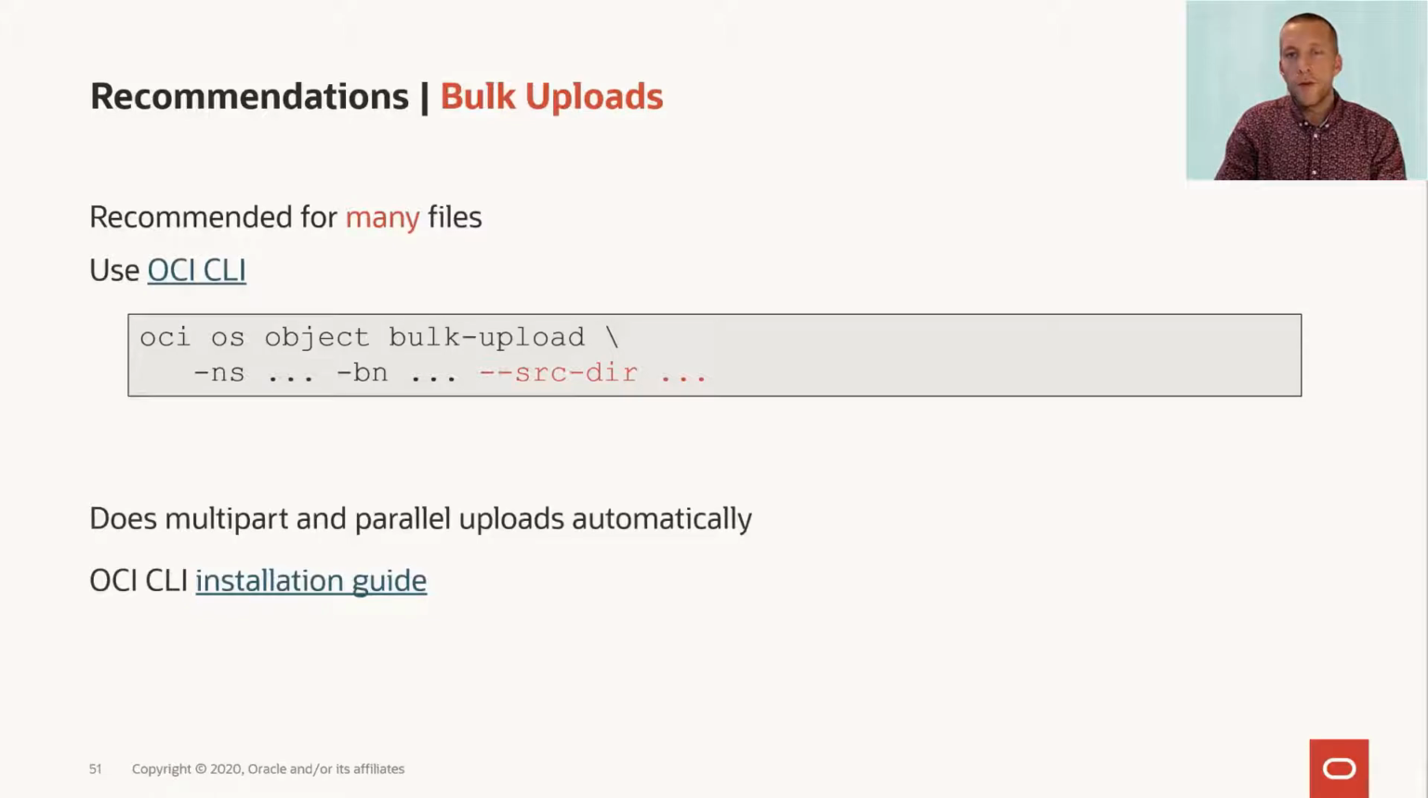In addition to that, if you have many files to upload, you should use bulk uploads. This also does multi-part uploads under the hood, but instead of specifying one single file, you specify a source directory, and all the files in that directory are transferred to the cloud. It does 10 concurrent uploads by default, but it's configurable. Also, the chunk size is configurable. And there's also the option of specifying a prefix. So all the files, when they are transferred to the object store, will be prefixed with a text that you can specify.